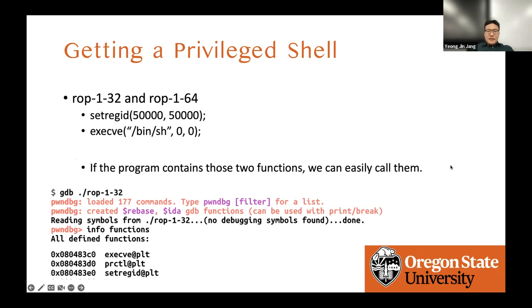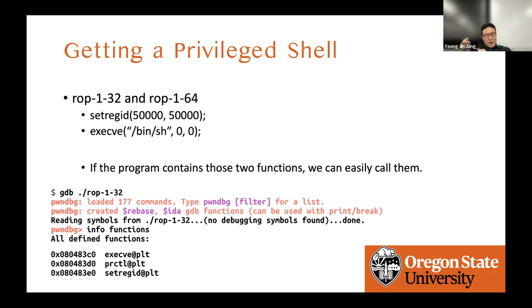So let's start with the first challenge. There is a challenge called ROP1 32 and ROP1 64. These two challenges are conceptually the same, but the 32-bit is just 32-bit and the 64-bit is just 64-bit. The reason why we need to learn two sets of the thing at the same time is that their argument passing is different. Yeah.